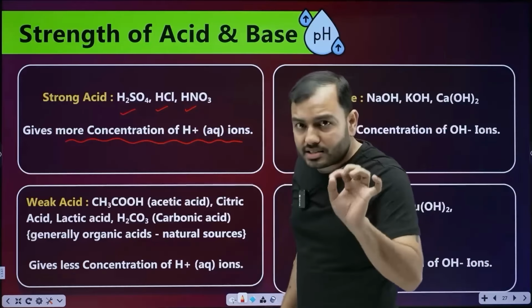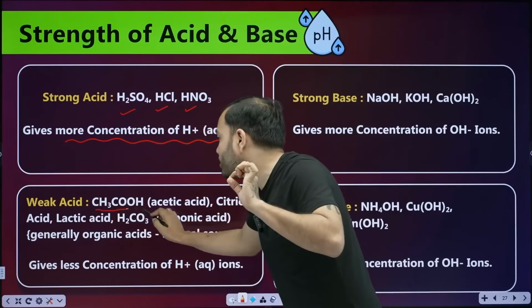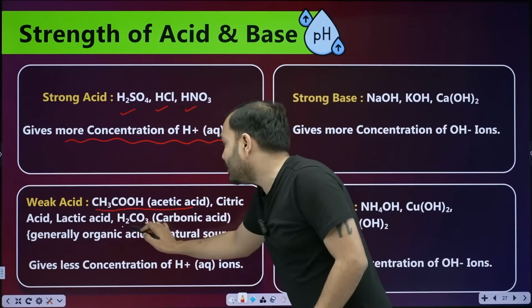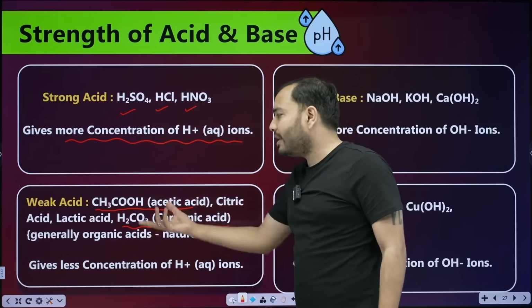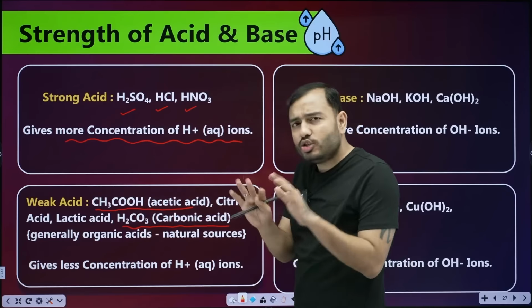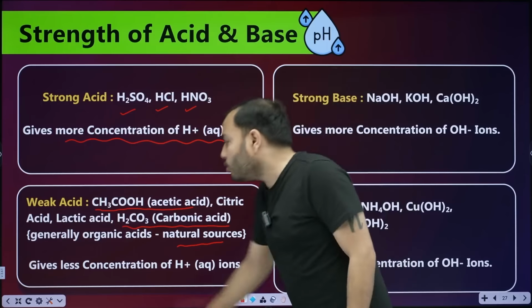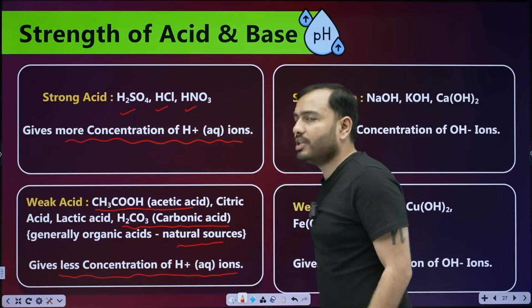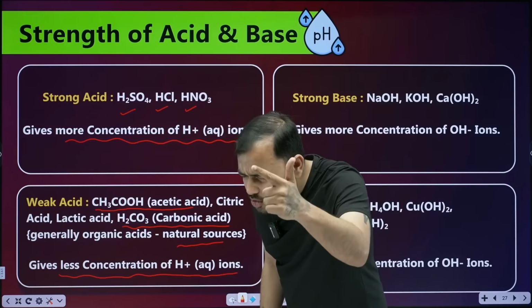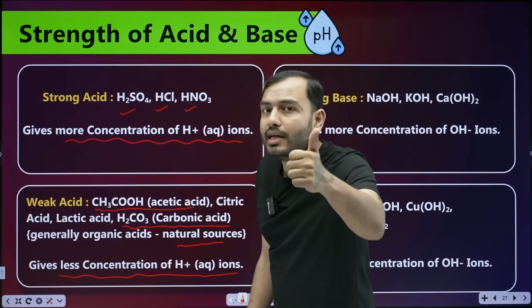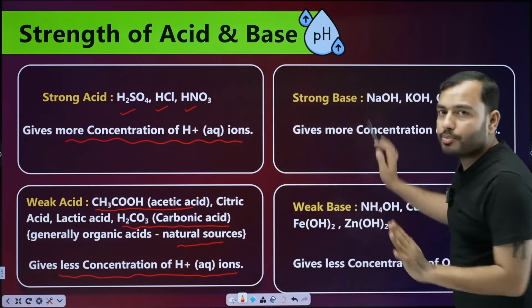There are two weak acids: one is vinegar, acetic acid, CH3COOH, and the other is carbonic acid, H2CO3. Other acids like citric acid found in lemon and lactic acid in milk are also weak. Generally, organic acids that occur naturally are weak. Why are they weak? They give a low concentration of H plus ions in water. Memorize the strong acids: HCl, H2SO4, HNO3. Weak acids: acetic acid, carbonic acid. Okay, now comes base.